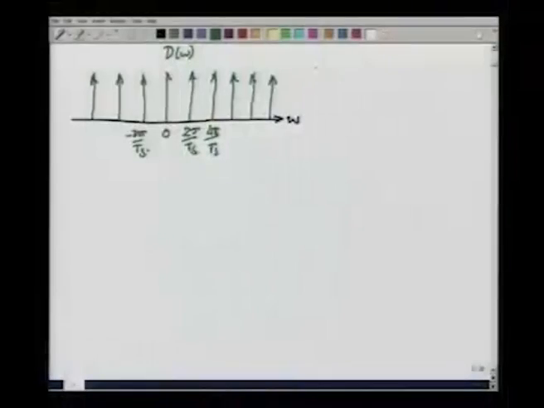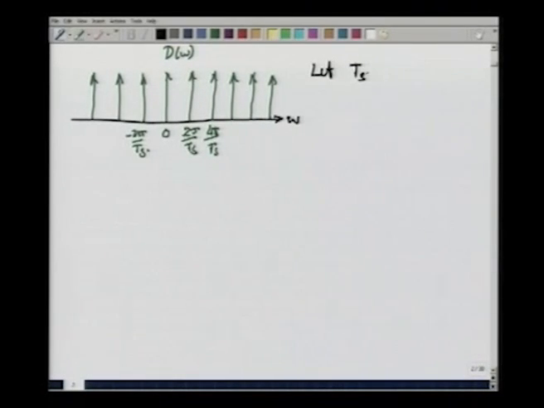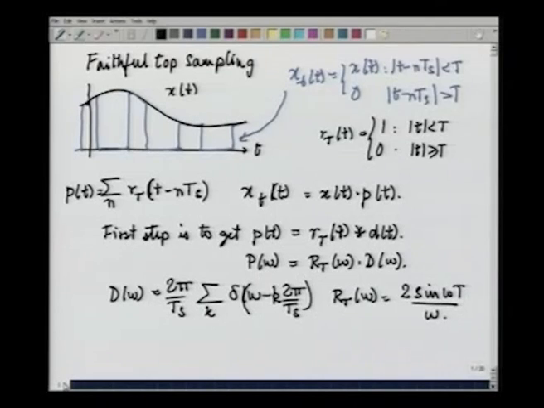So, let Ts be equal to say 4T. That is just a matter of convenience, it often could be even higher. Now, if Ts is 4T, let us go back to the equation for RT of omega. RT of omega is equal to 2 sin omega t by omega. Where are the zero crossings of this function?